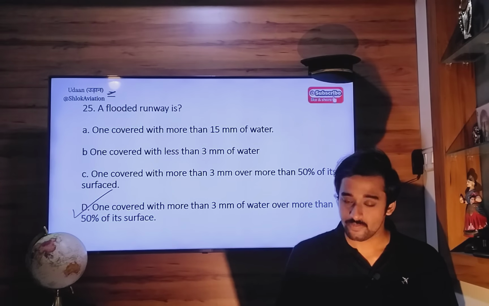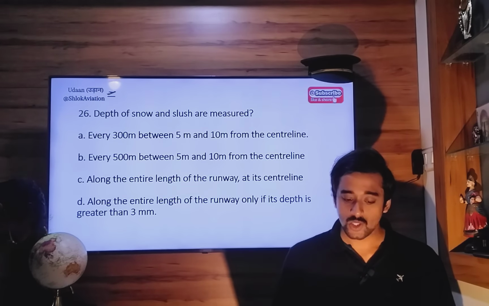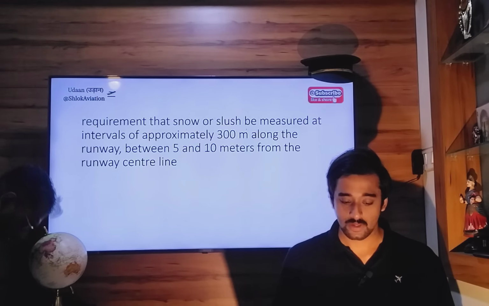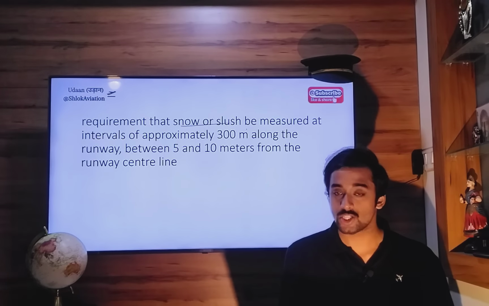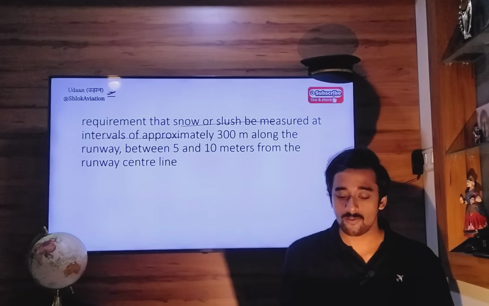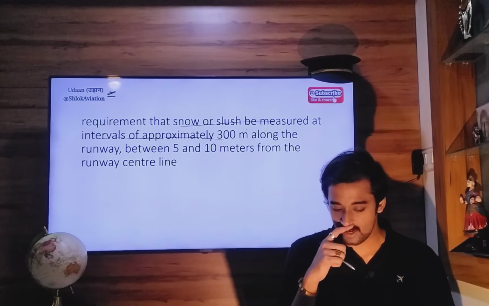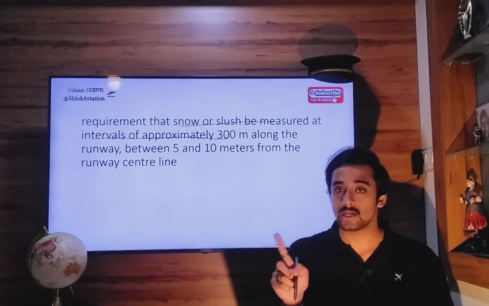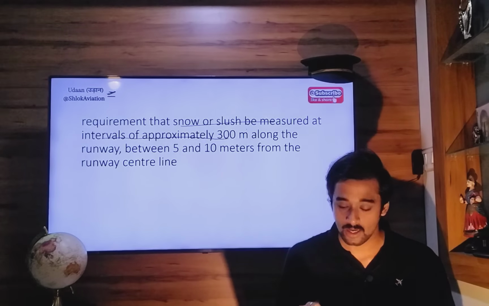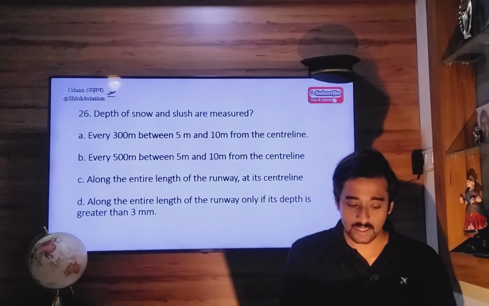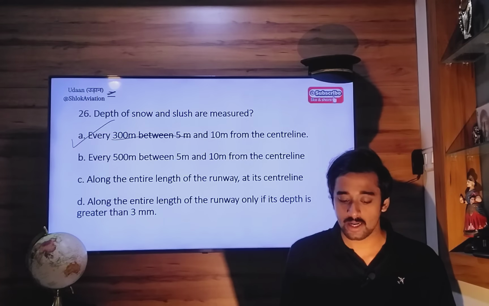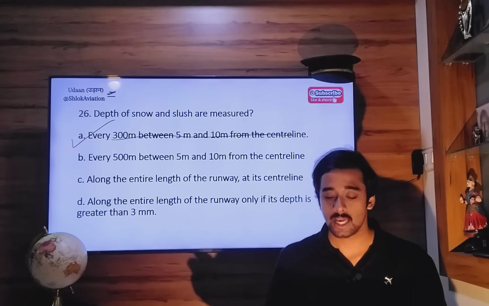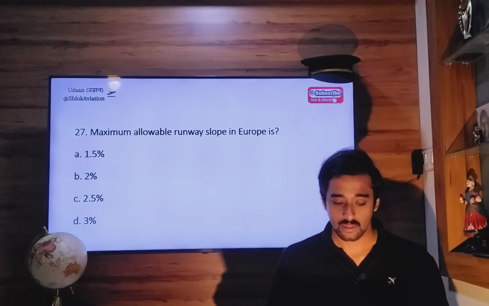So Delta. Depth of snow and slush are measured. So snow or slush is measured at intervals of 300 meter, every 300 meter along the runway, between 5 and 10 meters either side of the center line of the runway. Okay, so the correct answer is option Alpha. Every 3 meter between 5 meter and 10 meter from the center line.